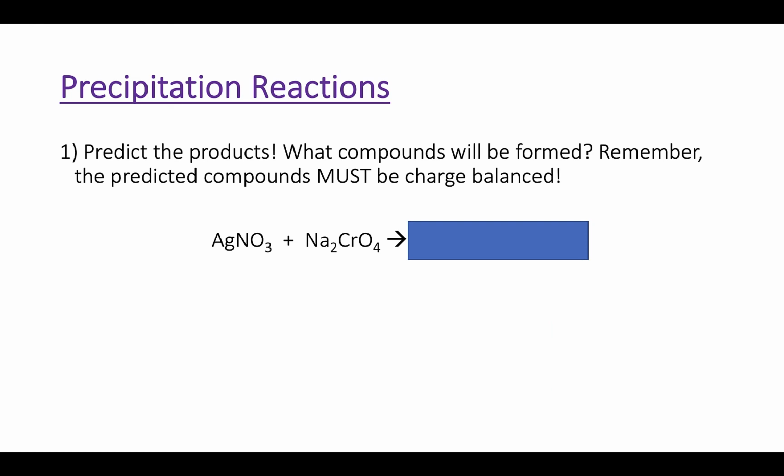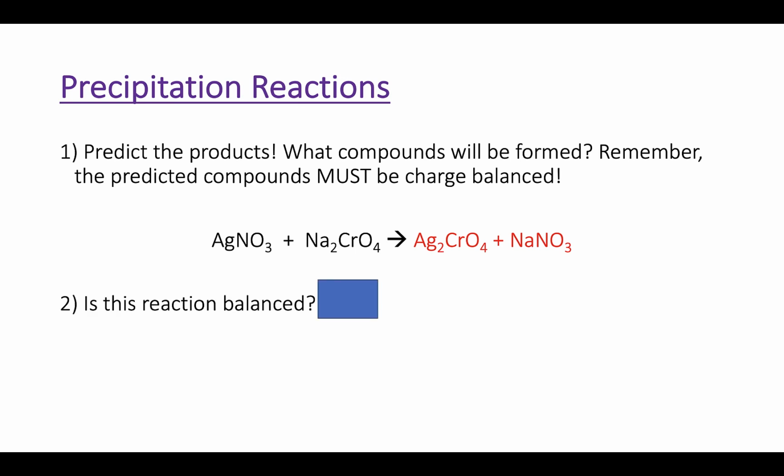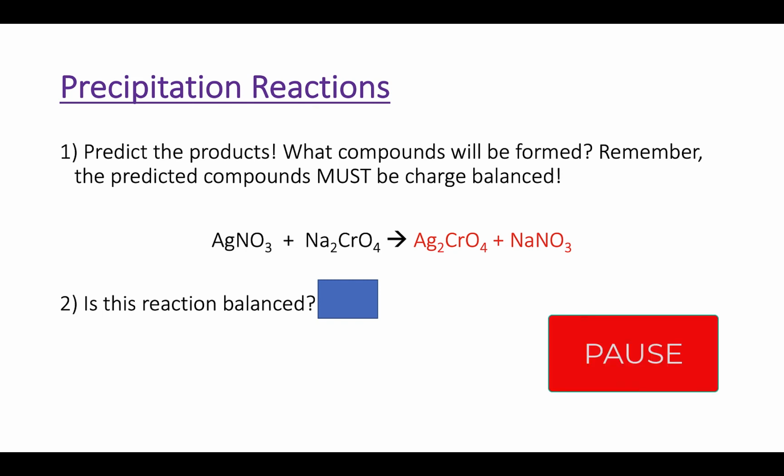All right, so hopefully you're able to predict some products. Here they are. We have the switch, so silver is going to go with the chromate, and sodium is going to go with the nitrate, and we propose that the following reaction is occurring. Now we do want to make sure that it's balanced. So is it balanced? Do we have a balanced reaction here? Go ahead and pause again, and if it's not balanced, I would recommend you balance it.